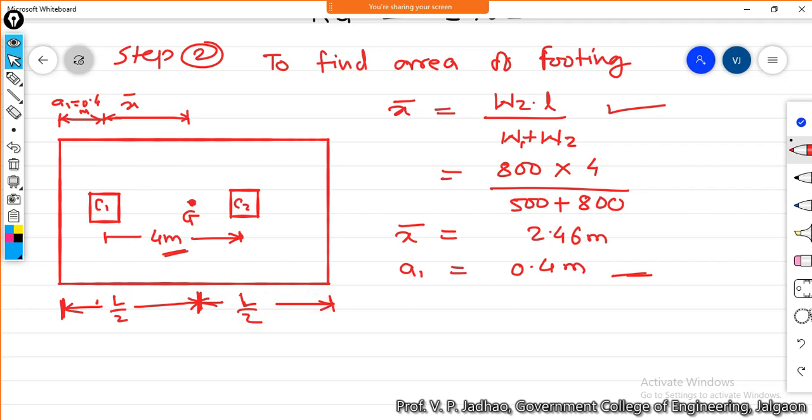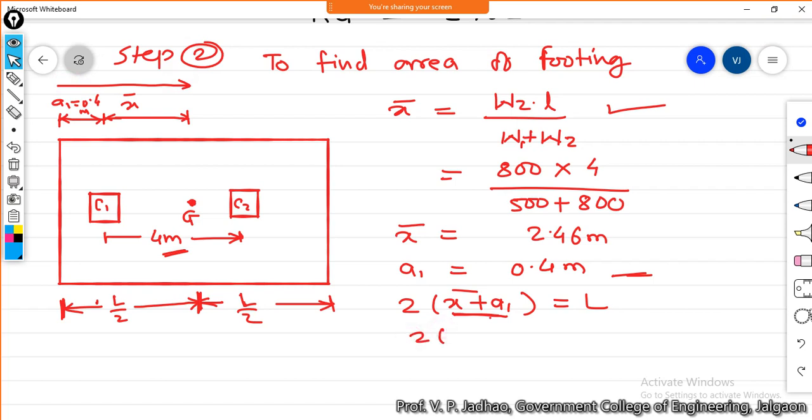Okay, now we can write this equation like this also, 2 into x bar plus A1, this is equal to L. Okay, because this x bar plus A1 should be equal to L by 2. Just I am taking this divided by 2 on the left hand side. So this equation is obtained.